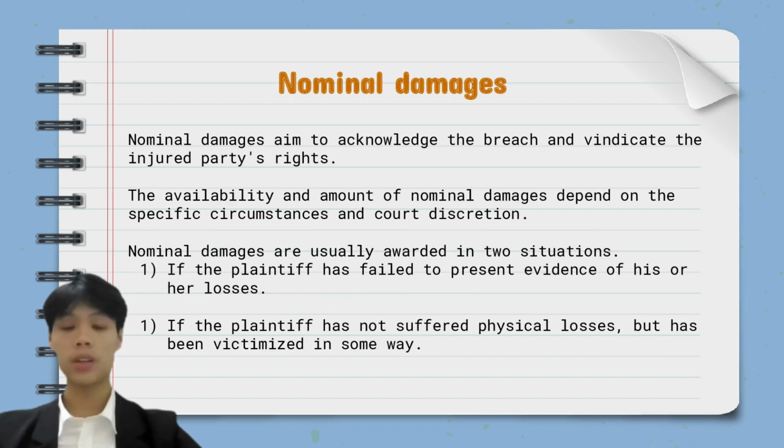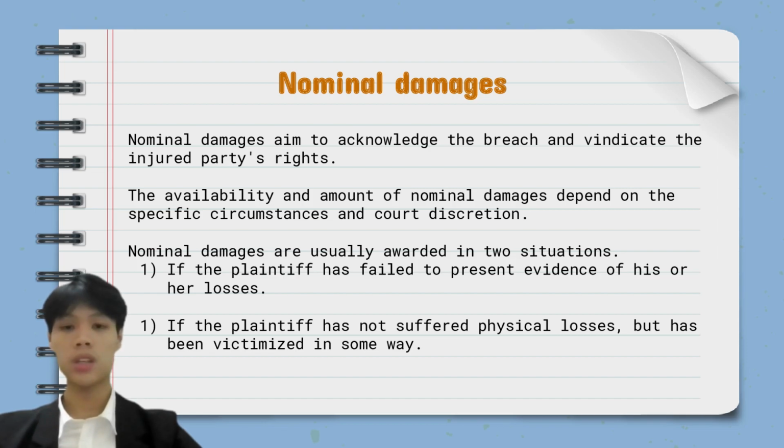Nominal damages aim to acknowledge the breach and vindicate the injured party's right, but the amount awarded is usually small. A plaintiff who cannot show actual loss may only be awarded nominal damages, even though the defendant clearly did something wrong or illegal. The availability and amount of nominal damages depend on the specific circumstances and court discretion.